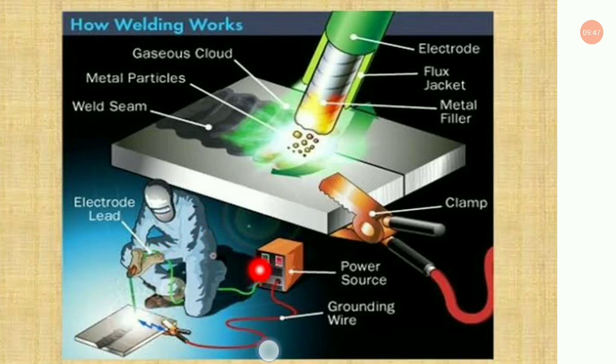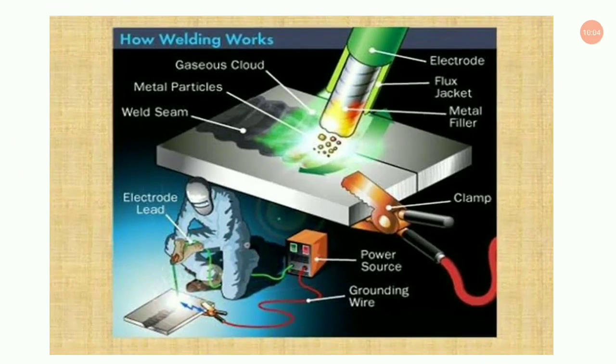The man is performing the welding operation. Here is your transformer, that is the power source. Here is the grounding wire. This is connected with this clamp. This is the electrode lead. So you have to earth during welding for the proper connectivity, which will help in the generation of the arc.